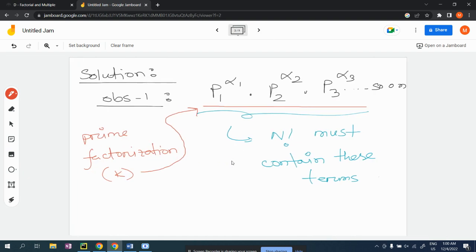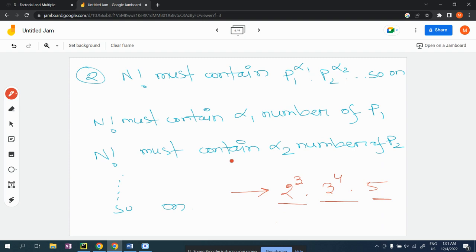Let's dive into the solution part. If we make the prime factorization of k, we will find something like this: p1 to the power alpha 1 multiplied by p2 to the power alpha 2 multiplied by p3 to the power alpha 3, and so on. Here p1, p2, p3 represent the prime numbers, and alpha 1, alpha 2, alpha 3 represent their powers. If n factorial wants to be a multiple of k, n factorial must contain these terms, otherwise it won't be a multiple of k. So this is our first observation.